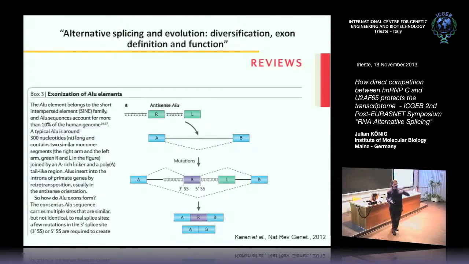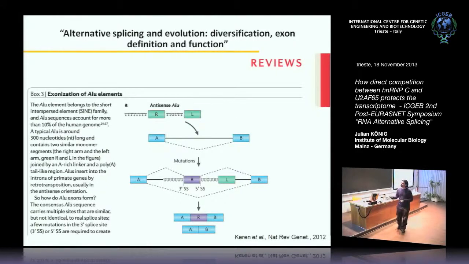And when these Alu elements insert antisense into a transcript, the A linker and A tail become transcribed as uridine tracts that serve as very good polypyrimidine tracts to be recognized by the splicing machinery. And it turns out that many of these Alu elements during evolution have become recognized by the splicing machinery and became exons.